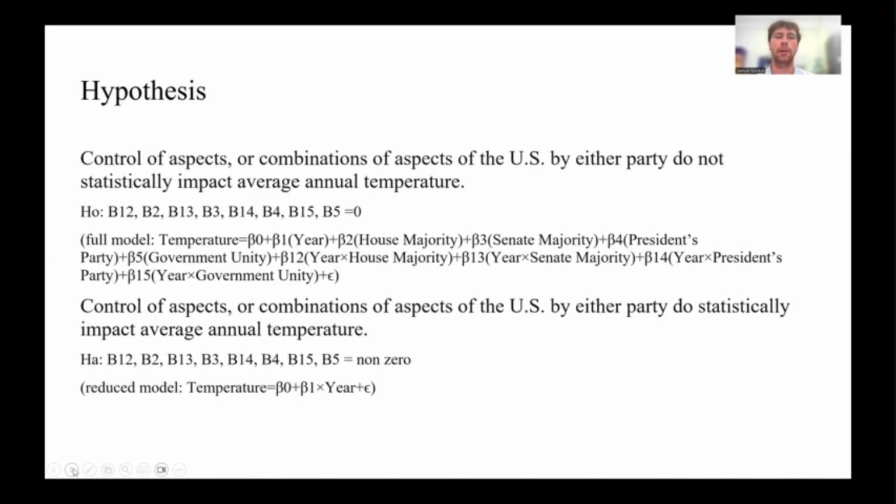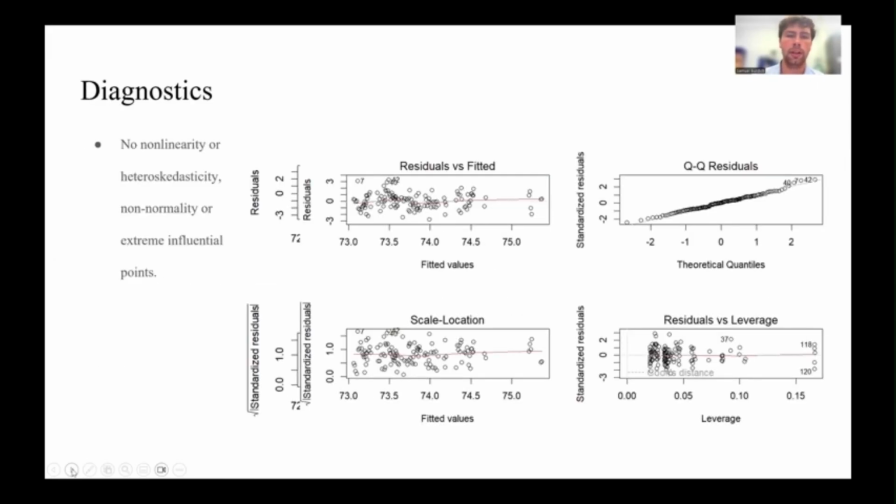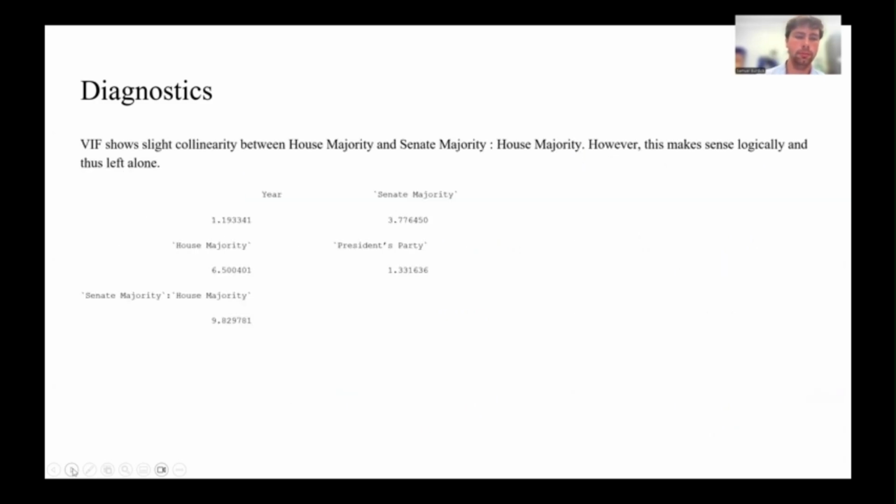My null hypothesis is control of aspects or combinations of aspects of the U.S. government by either party do not statistically impact average annual temperature. The alternative hypothesis would be that control of aspects or combination of aspects by either U.S. political party does impact average annual temperature. My diagnostics showed that there is no issue in linearity, normality, or any extreme influential points. A VIF test showed that there was some significant collinearity between House and Senate, but this is to be expected as both chambers have similar roles, and when one party controls one, they usually control the other. So I decided to leave both predictors in my model.